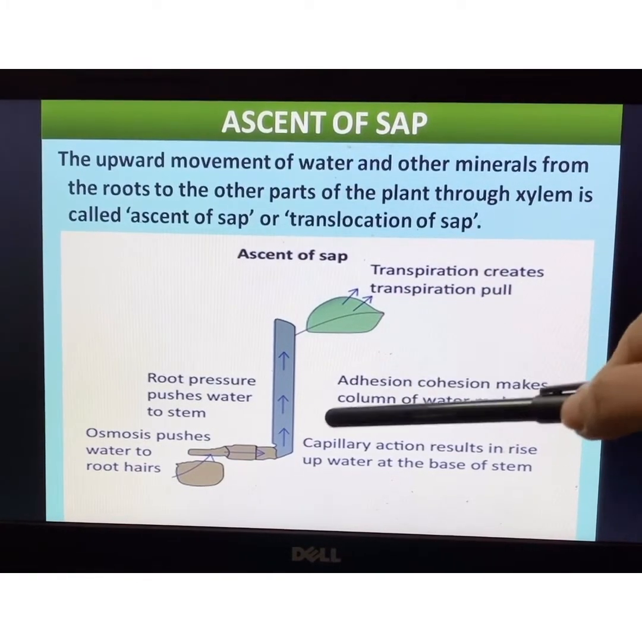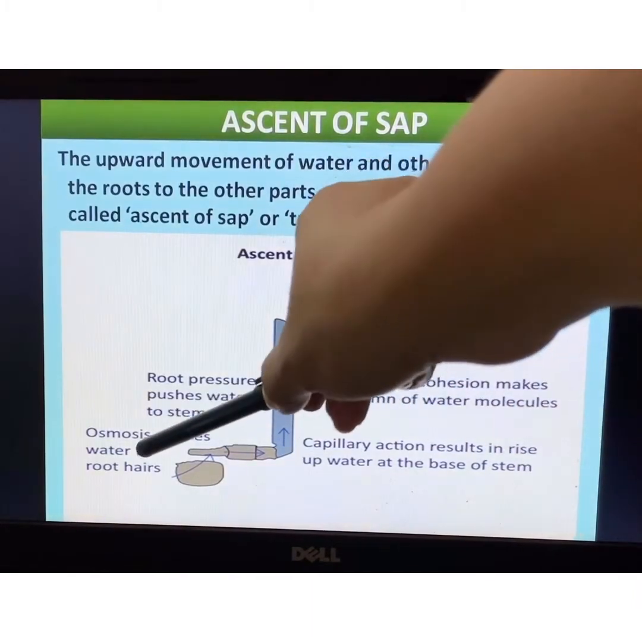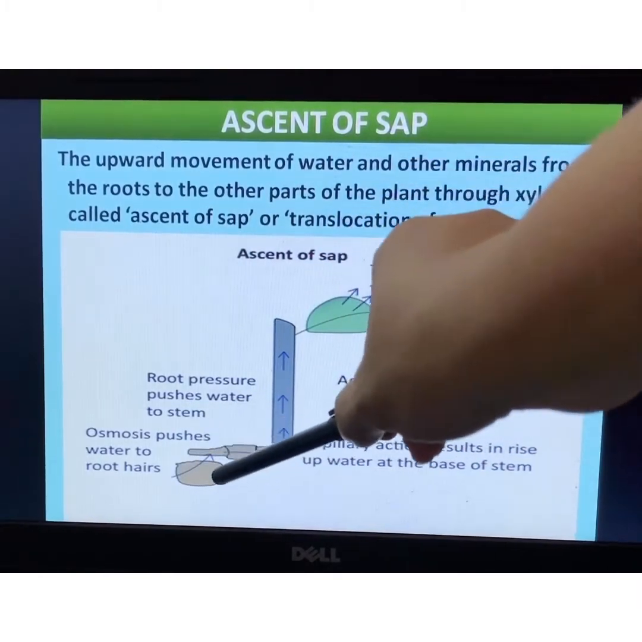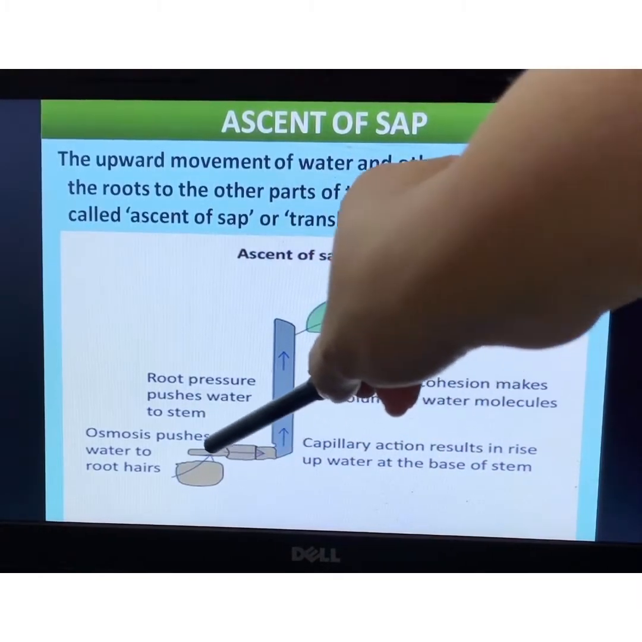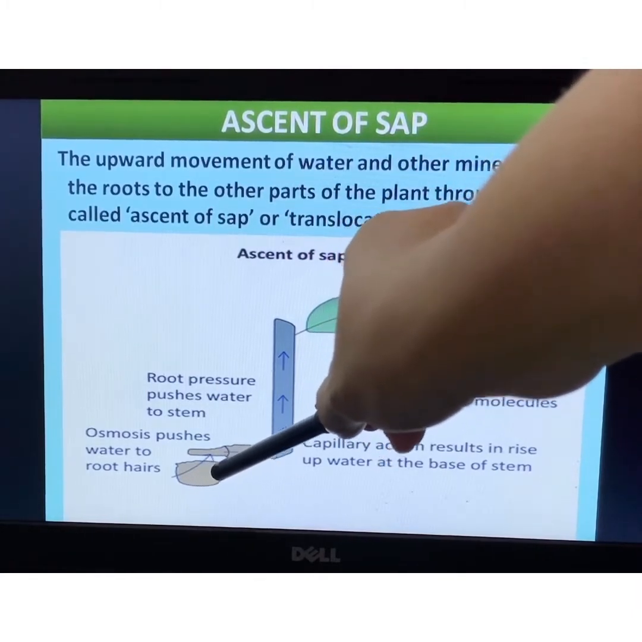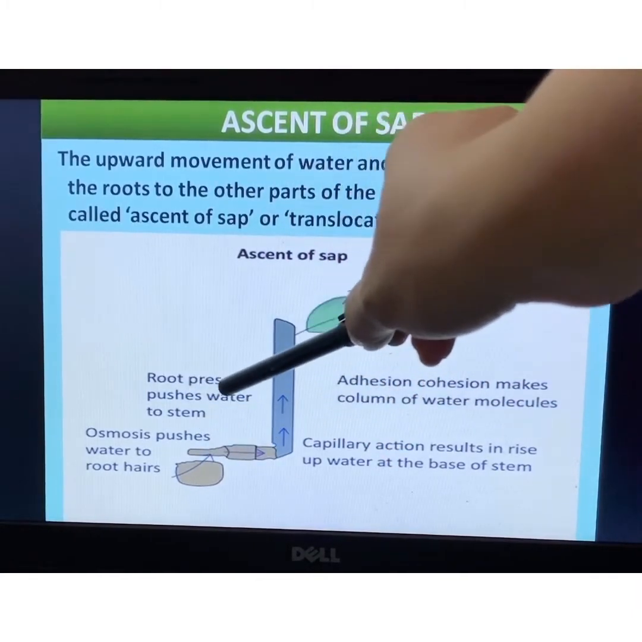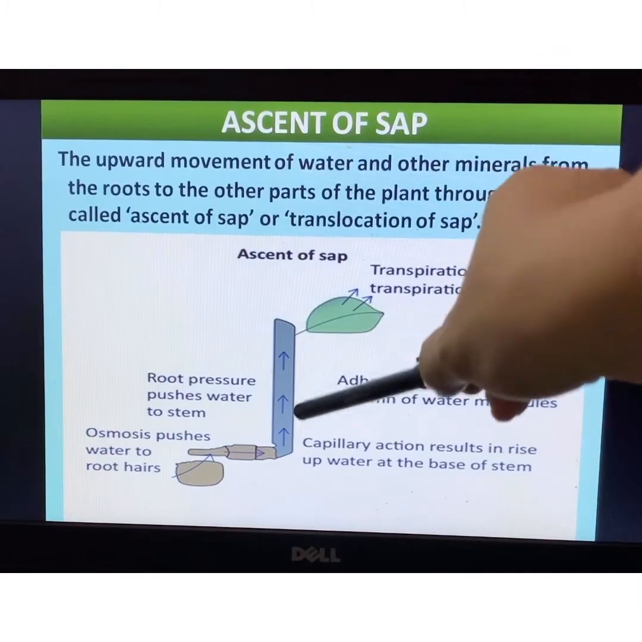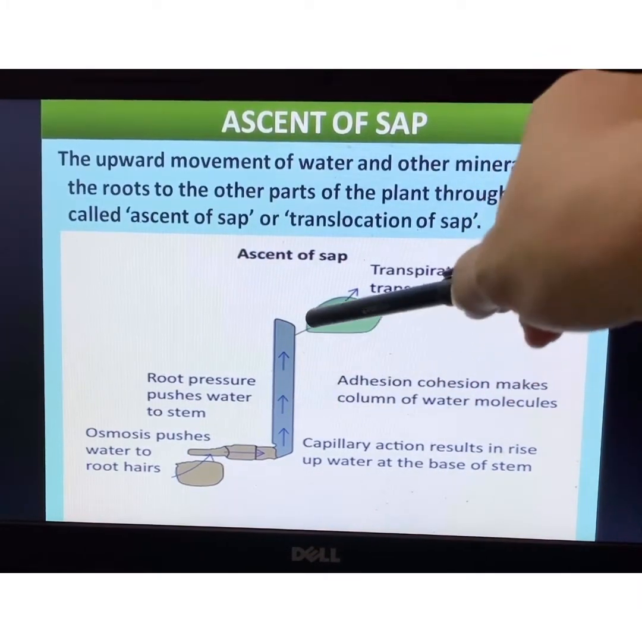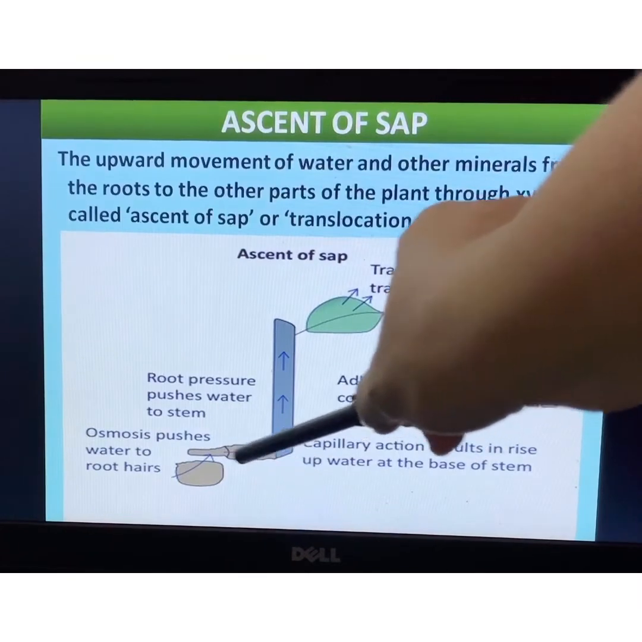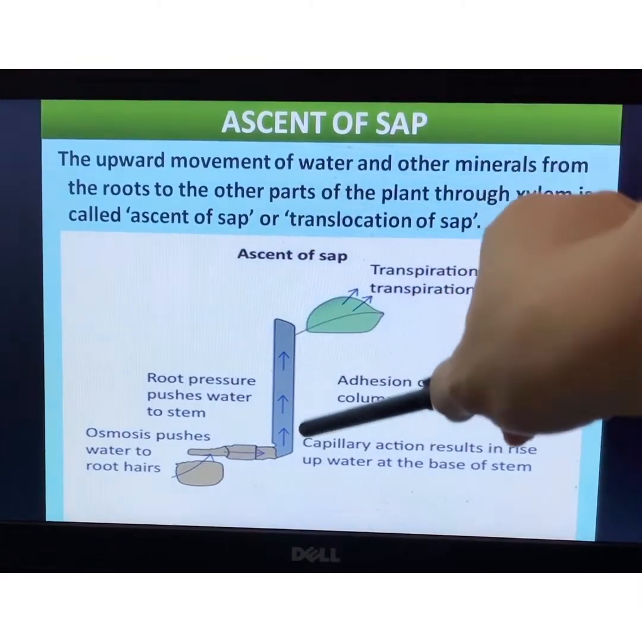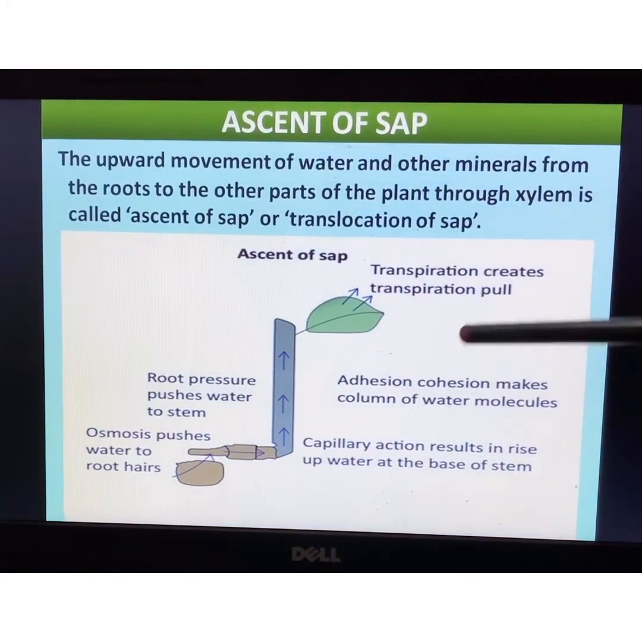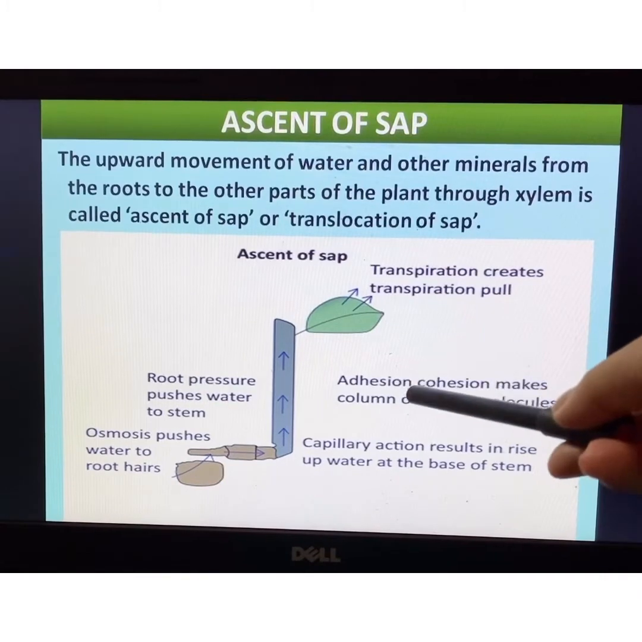Now here there is a diagrammatic representation. Now osmosis pushes water into root hair. So supposedly osmosis is happening here. This is a representation of a root hair, and the water is being pushed inside the root hair. Okay, so the root pressure then will push the water upwards towards the stem. Alright, I hope you can see the arrow marks here. So the water enters inside an individual root hair, then it's forming a pressure, it is pushing the water column up.